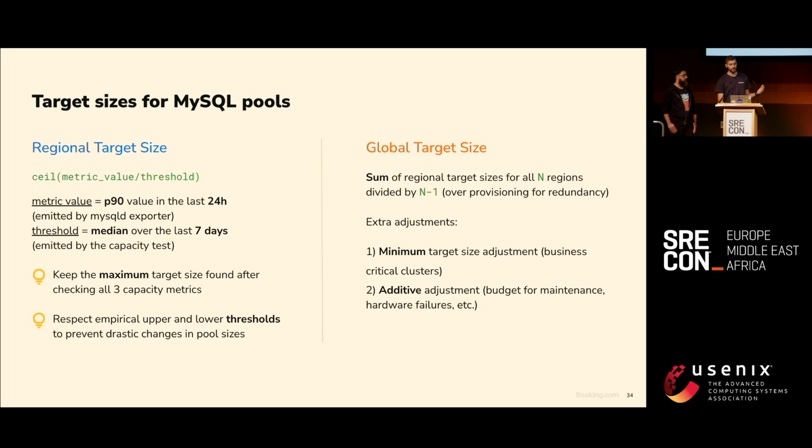So we take the sum of the three regional target sizes, and we divide it by 2, n-1. And this gives us some spare room, some extra space, in case a region goes down. On top of that, we do some extra adjustments, which are meet the minimum target size requirements for specific pools. So there are MySQL clusters that are very critical for production. For those, we do need to meet some minimum standards, and we want to fail safe in case something goes wrong in our calculations. On top of that, we do add some static numbers, some extra number of servers, to budget for random hardware failures or maintenance or security patching, and so on and so forth.